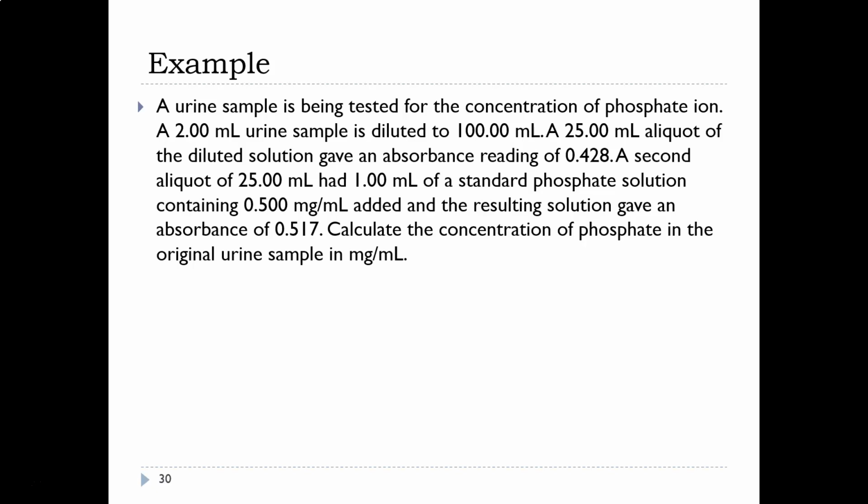A second aliquot of 25 milliliters had 1.00 milliliters of standard phosphate solution, which has a concentration of 0.500 milligrams per liter, added to it, and the resulting solution gave an absorbance of 0.517. We're supposed to calculate the concentration of phosphate in the original urine sample, which means all the way back to how much was in the urine sample that the 2 milliliters came from.